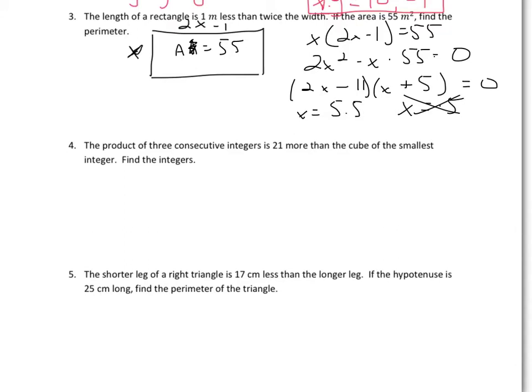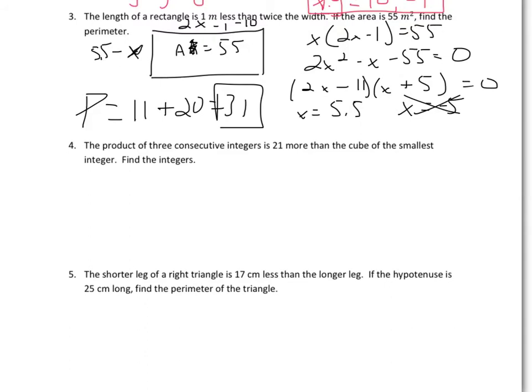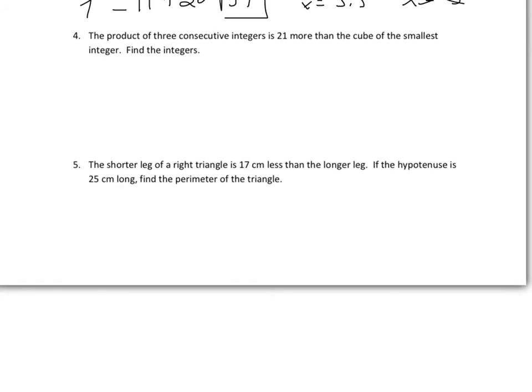So 5.5 is the width, which means the length has to be 2 times that minus 1, which is 10. Here we've got 5.5, and here we've got 10. To find the perimeter, 2 times 5.5 is 11, 2 times 10 is 20, so it's 31. We're finished.